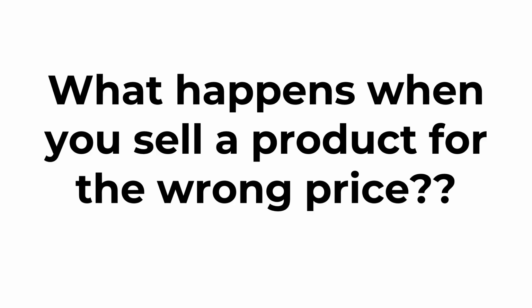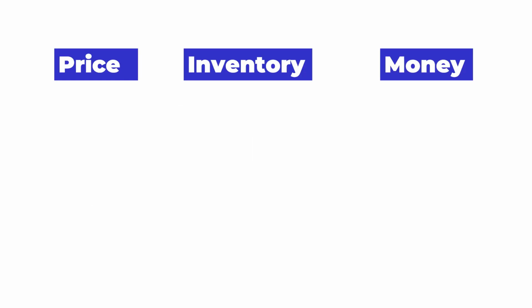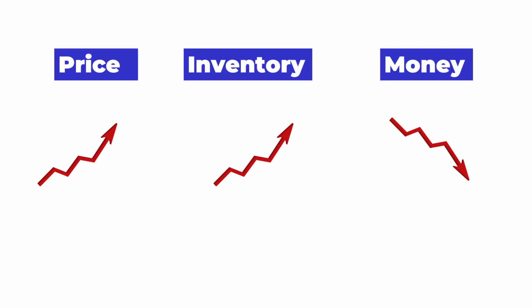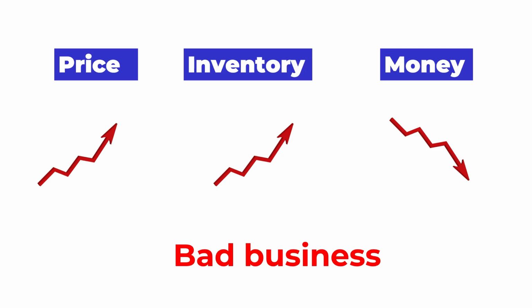What happens when you sell a product for the wrong price? This is a key question that every manufacturer wants to know. If the price is set too high, the customer won't be able to pay that amount for the product, inventory starts piling up, and the market indicates surplus. What this means for the business is that money is lost, so it's not a good practice for business.